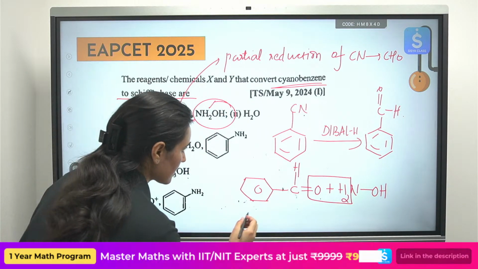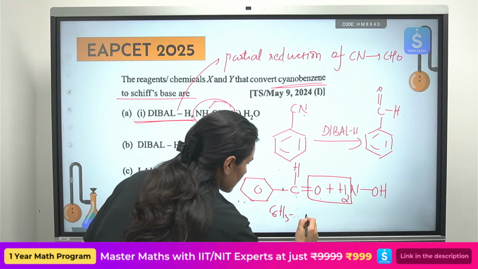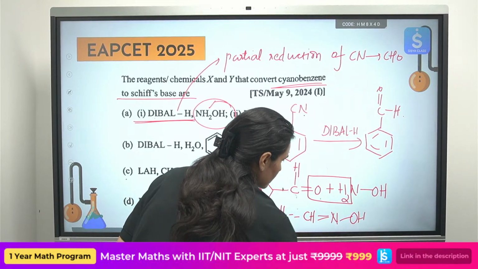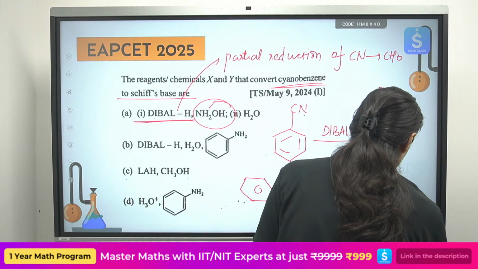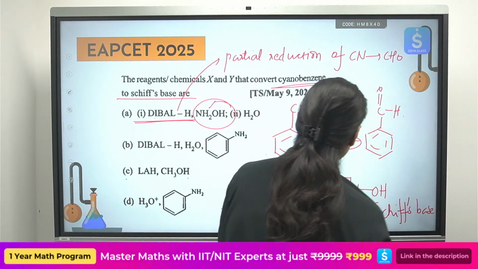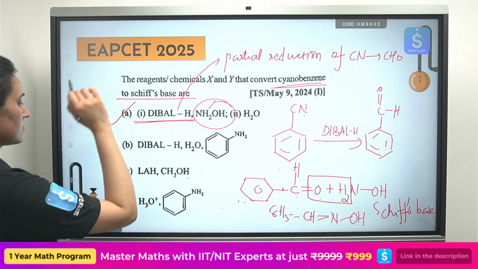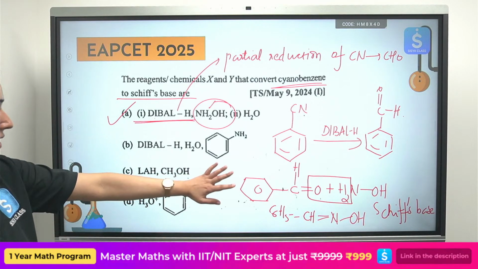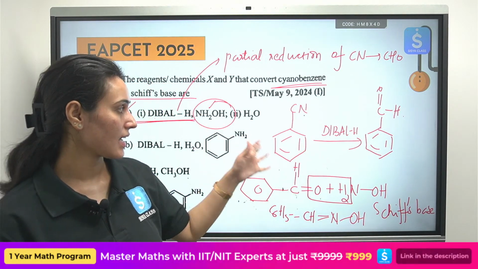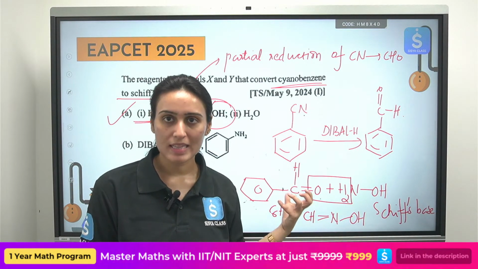Okay, like this. So I will write it as C6H5CH=NOH. Okay, so the correct set of reagents are option A. All right, that is how you can prepare the Schiff's base. So this reaction is the first part. We are using amine reduction.